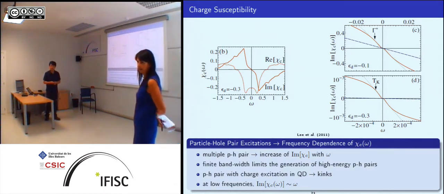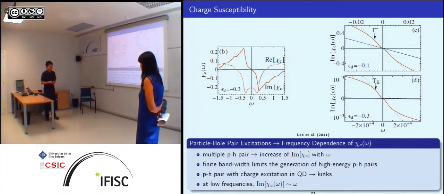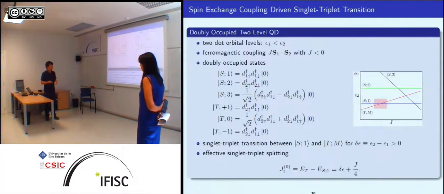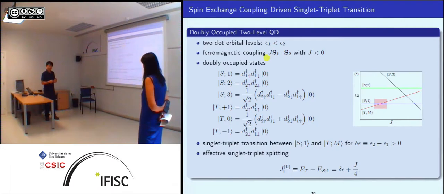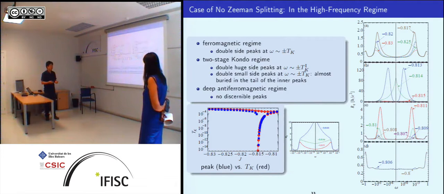What would be the best way to tune the relaxation resistance experimentally? Experimentally, one way is to apply a magnetic field to control the Zeeman splitting. And if we have a two-level system, we can apply some gate to tune the spin exchange coupling. Then by tuning J, we can change the Kondo temperature, and then we can modulate the resistance.